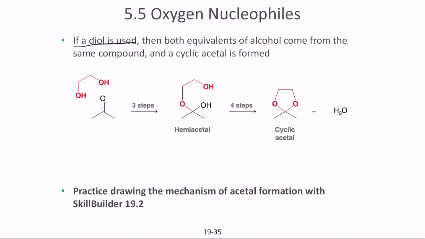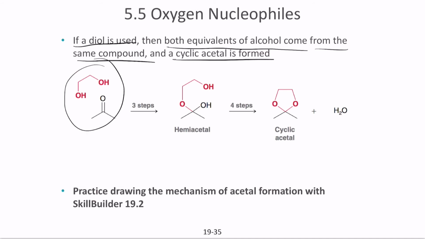Next, if a diol is used, then both equivalents of the alcohol come from the same compound and a cyclic acetal is formed. When you have the combination of diol and ketone, that creates what we call a hemiacetal first and then finally creates a cyclic acetal. A cyclic acetal has two oxygens bonded to a single carbon, where the original ketone group was, giving a cyclic structure.